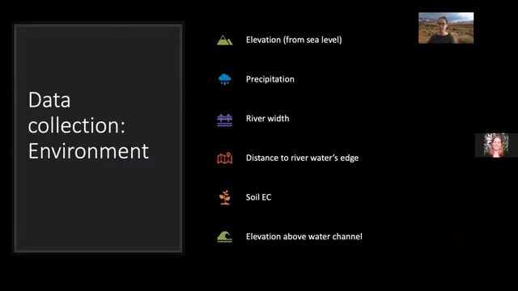We also collected data on abiotic factors: elevation, precipitation, river width, distance to river water's edge, soil electroconductivity, and elevation above the water channel to try and parse out the influence of tamarix cover and these factors.